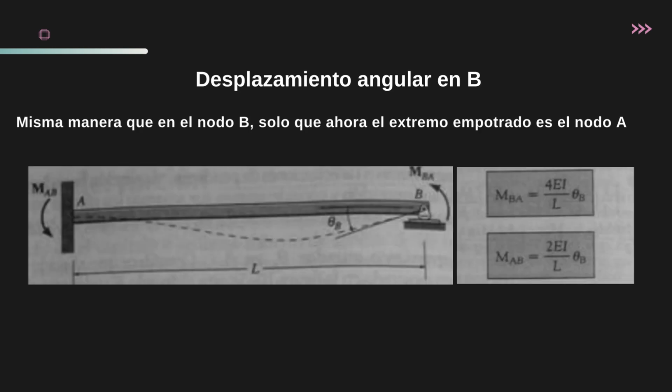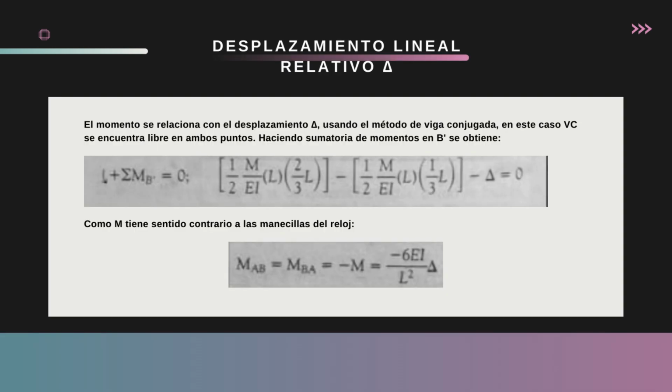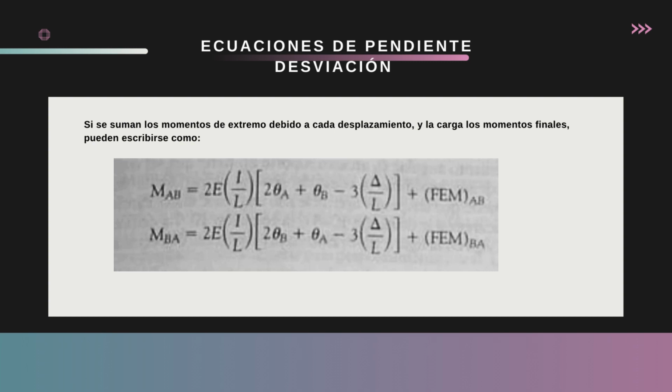Angular displacement in B. Same way as in node B, only now the embedded end is node A. Relative linear displacement increment. The moment is related to the displacement increment, using the conjugate beam method. In this case, V is free at both points. By summing moments at B we obtain, as M is counterclockwise, the slope deflection equations.